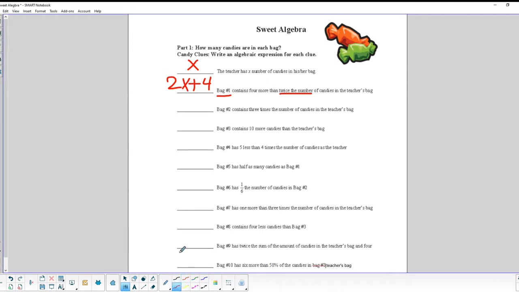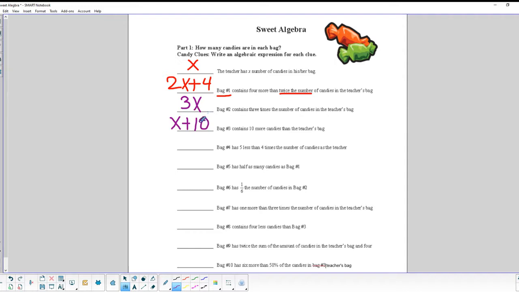Okay, so let's go to a different color here. Bag number 2 contains 3 times the number of candies in the teacher's bag. Well, if the teacher's bag contains X, then 3 times that would just be 3 times X. So far, so good. Okay, bag number 3 contains 10 more candies than the teacher's bag. Well, in that case, we would just do X plus 10, like that.